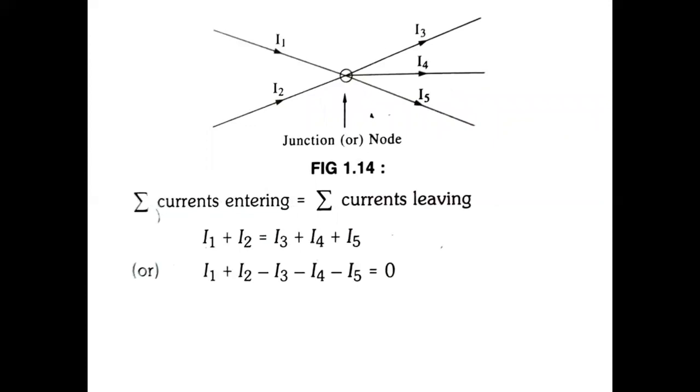For example, consider this a junction. I1, I2, I3, I4, I5 are meeting at this junction. According to KCL, the sum of the currents entering is equal to the sum of the currents leaving. I1 and I2 are entering currents, and I3, I4, I5 are leaving currents. So I1 plus I2 is equal to I3 plus I4 plus I5.